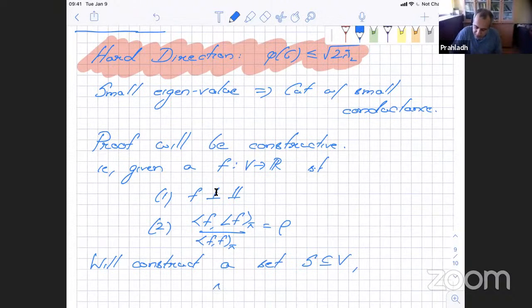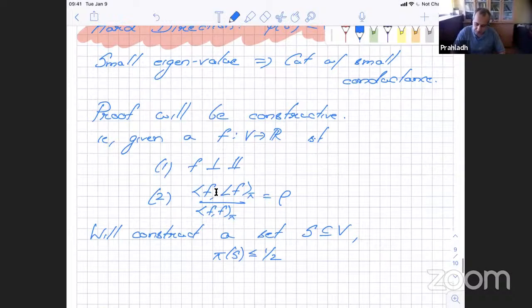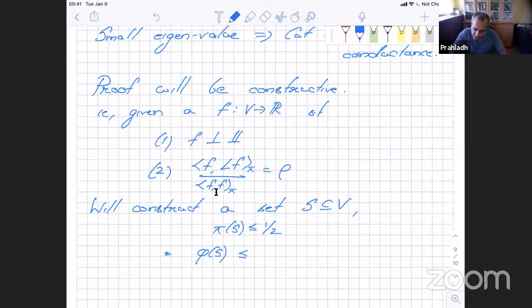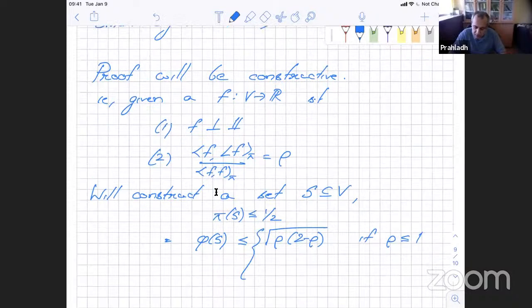Firstly, pi of S should be at most half. We want it to be the smaller side of the cut. And phi of S is less than or equal to, in fact, we will show a slightly stronger statement: that it is at most the square root of rho times 2 minus rho if rho is less than or equal to 1, and it's 1 if rho is greater than 1. This is trivial. If rho is greater than 1, I'm just saying conductance is less than or equal to 1. That's a trivial statement. I only care if this Rayleigh coefficient is less than or equal to 1.